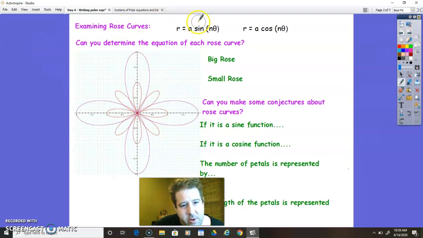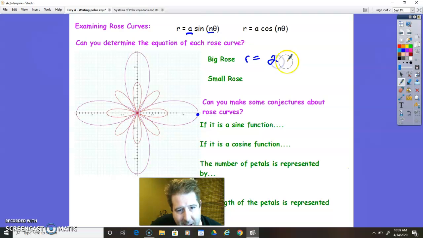Okay, examining rose curves. So we have this equation and this equation for sine and cosine, where n can be any number. So we're going to talk about what is the equation for these two graphs. The big rose has an a, remember, that represents the maximum distance of that petal. So this would be r equals 2 times.